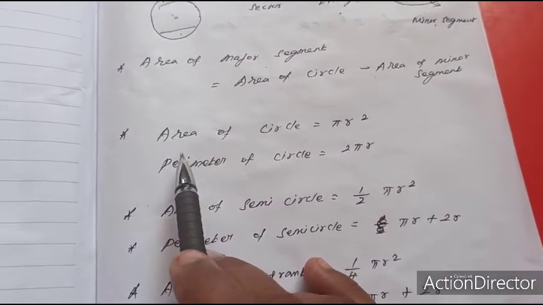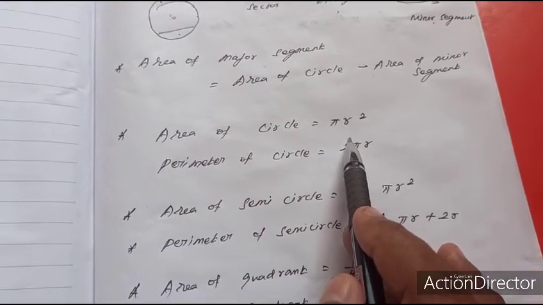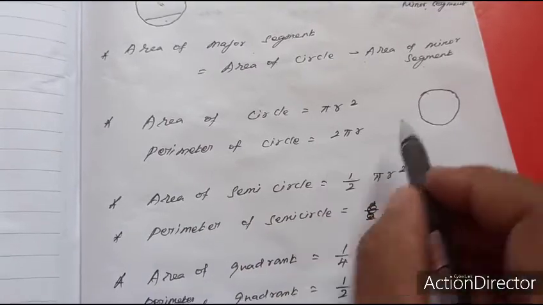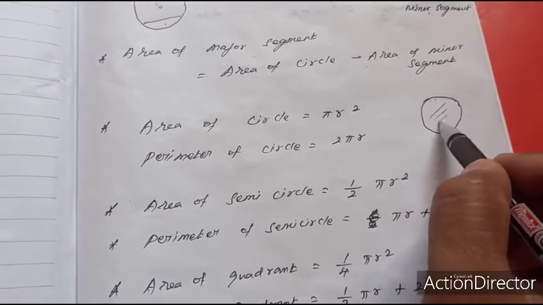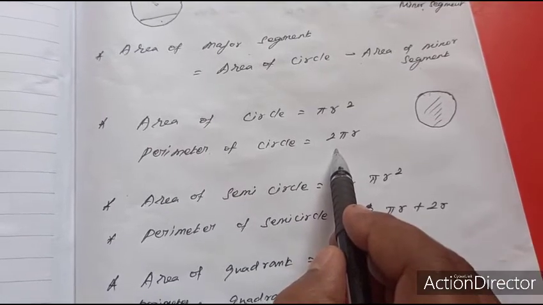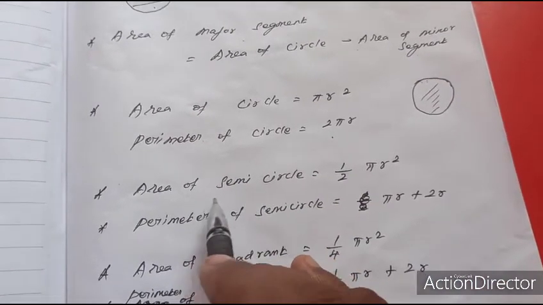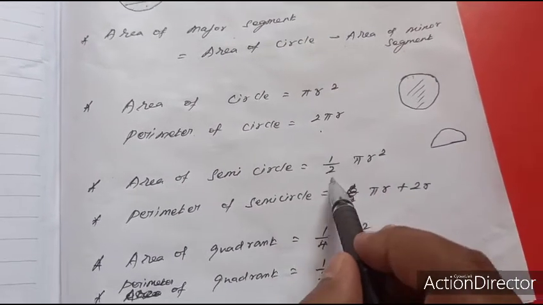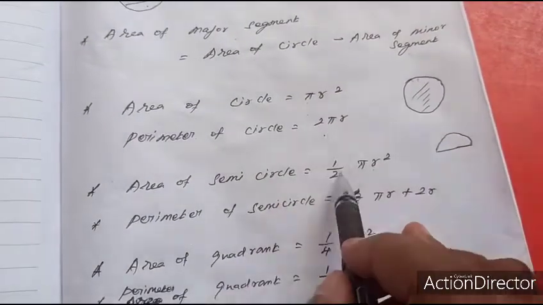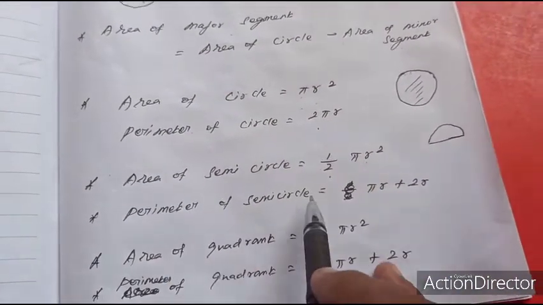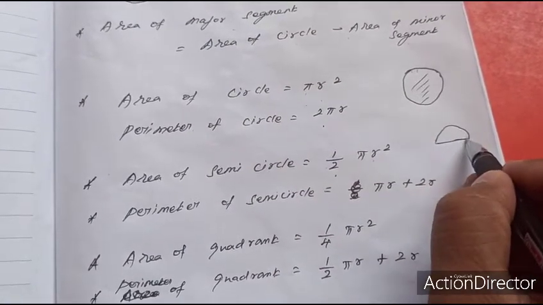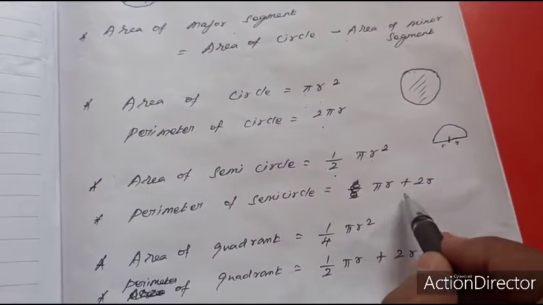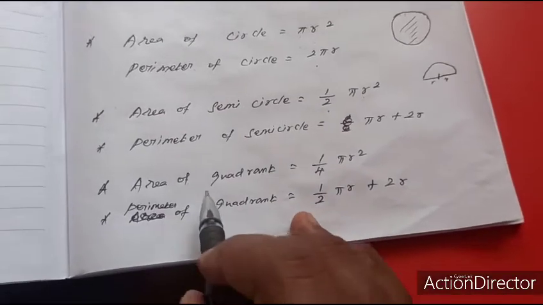Next, area of the circle formula pi r square, perimeter of the circle 2 pi r. Next, area of the semicircle, this portion: area of the semicircle is 1 by 2 into pi r square. Perimeter of the semicircle, this portion, pi r plus r plus r, which is 2r, therefore pi r plus 2r.